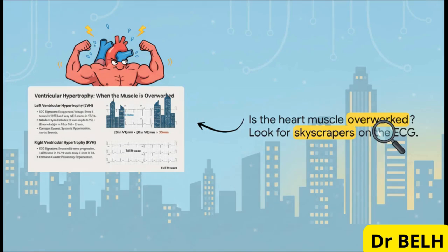Okay, what about the ventricles? Well, if the heart muscle is constantly overworked, maybe from years of high blood pressure, it does what any muscle does. It gets bigger, it gets thicker. And on the ECG, that shows up as huge voltage. I'm talking about skyscrapers on your screen. So if you see really deep S waves in lead V1 and super tall R waves in V5 or V6, you should immediately be thinking about left ventricular hypertrophy.